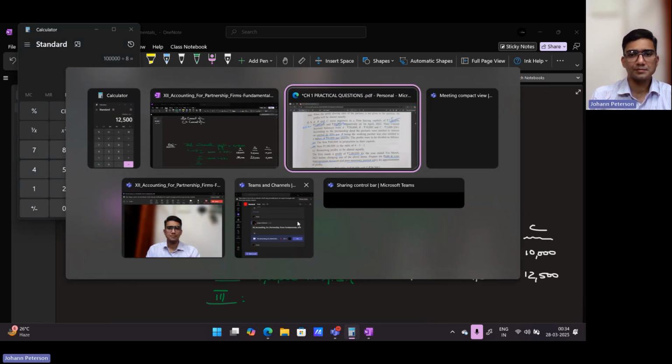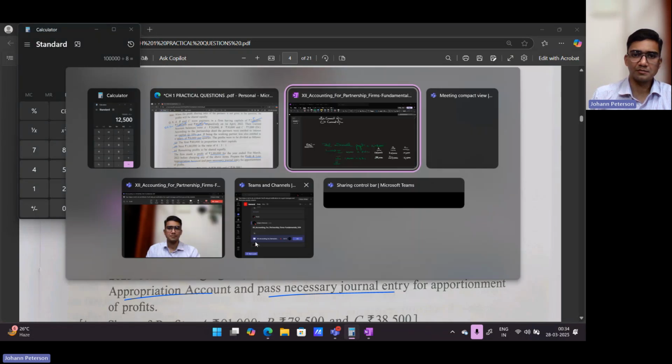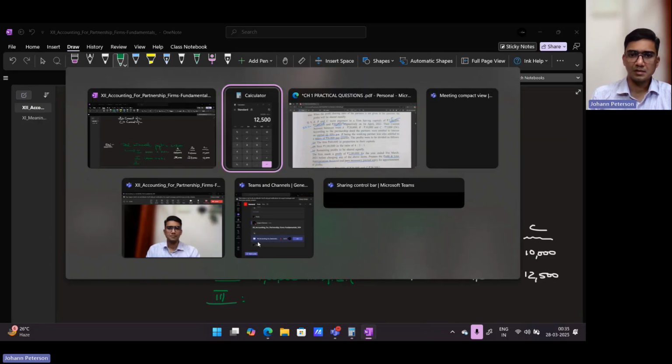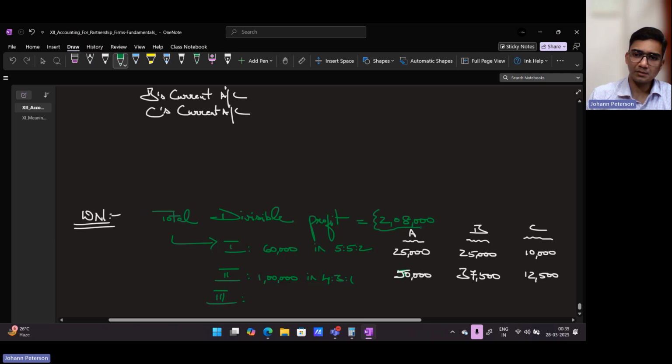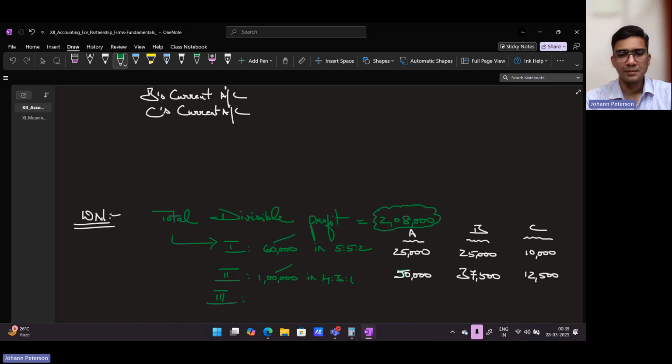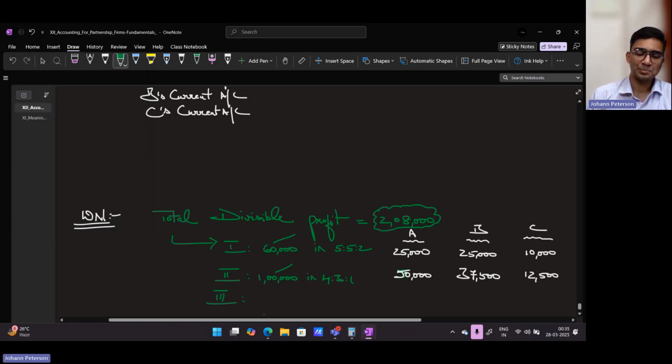It says the remaining profits to be shared equally. So how much is the remaining profit? You've given 1 lakh plus 60,000. So 2 lakh 8 was the total. So out of this you've given 60 and out of this you've given 1 lakh. So how much is remaining? So 2 lakh 8 minus 1 lakh 60,000 is 48,000.